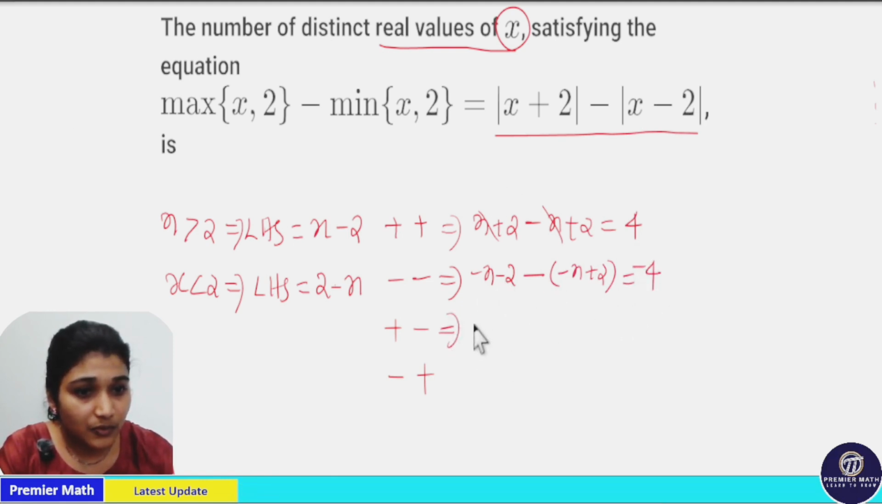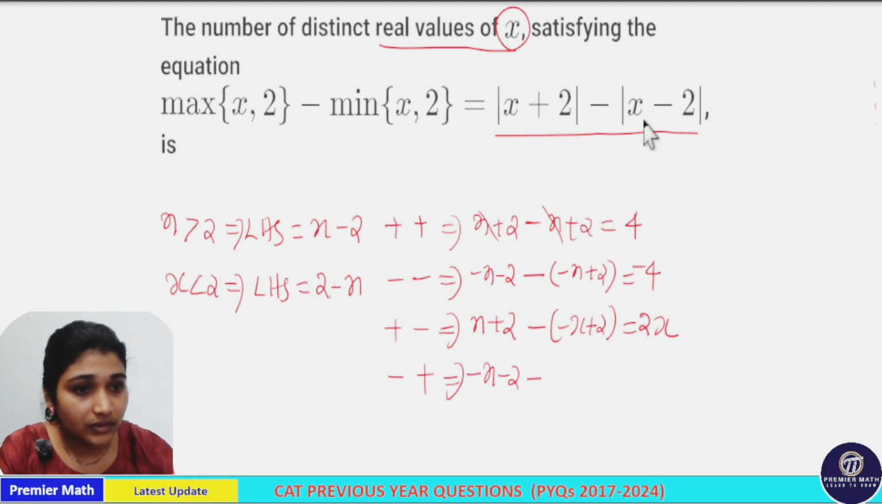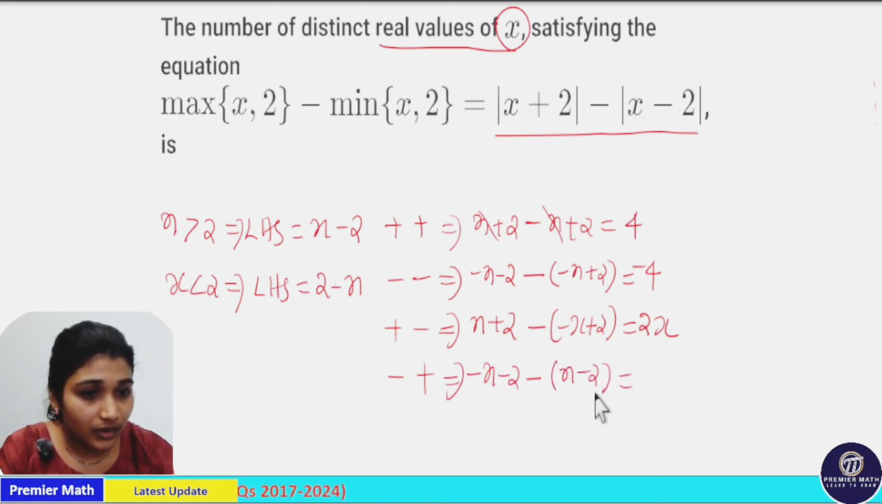If the first is positive, meaning x plus 2, and the second is negative, meaning negative of x minus 2, which is negative x plus 2, then the 2 cancels and this becomes 2x. If the first is negative, meaning negative x minus 2, and the second is positive, meaning x minus 2 itself, then the 2 cancels and this becomes minus 2x. So we have 4 outcomes.